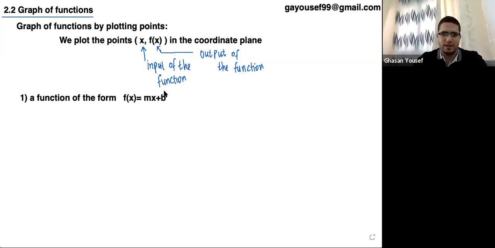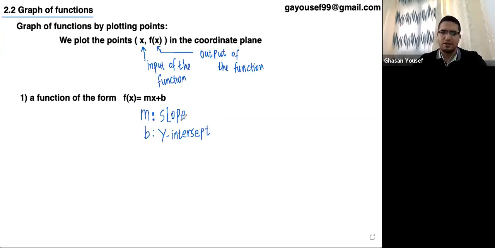So here m is the slope for this function, and this b is the y-intercept. Also, I have a special kind of function when the slope is 0. When the slope m is equal to 0, I'm going to get a function f of x equals b, and this function is called the constant function.